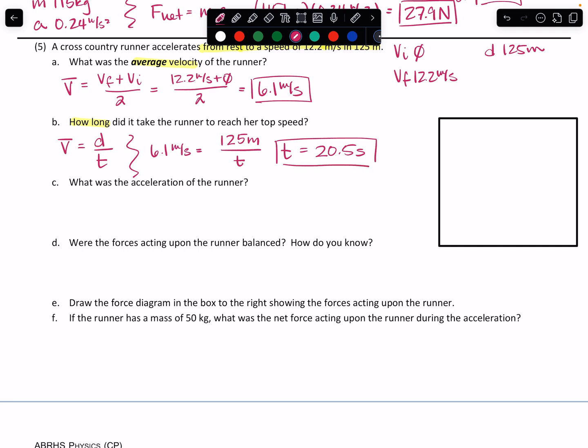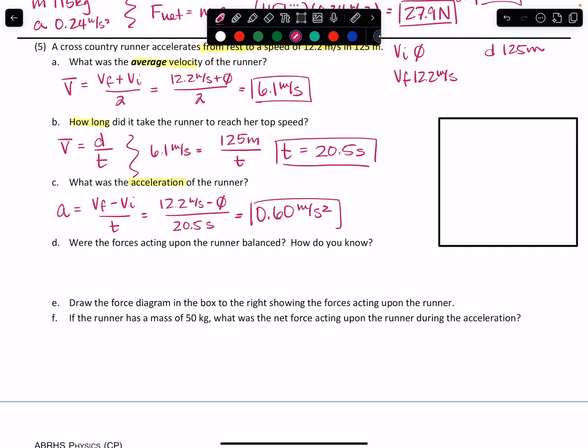Now, what was the acceleration of the runner? Well, we know that acceleration is equal to v final minus the initial over t, and we have all those values. So we plug in 12.2 meters per second minus 0 divided by 20.5 seconds, and we have an acceleration value of around 0.6 meters per second squared. So now we have acceleration.